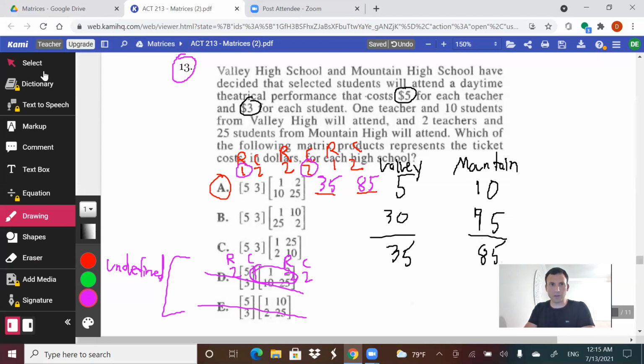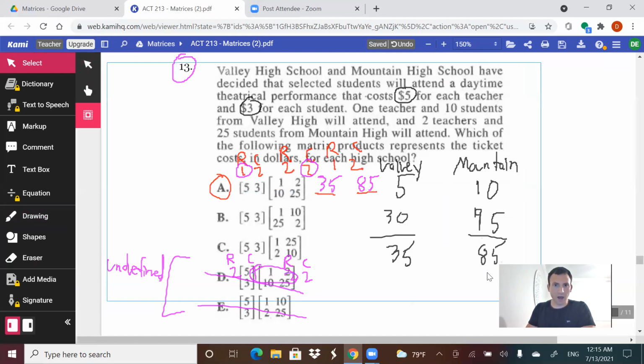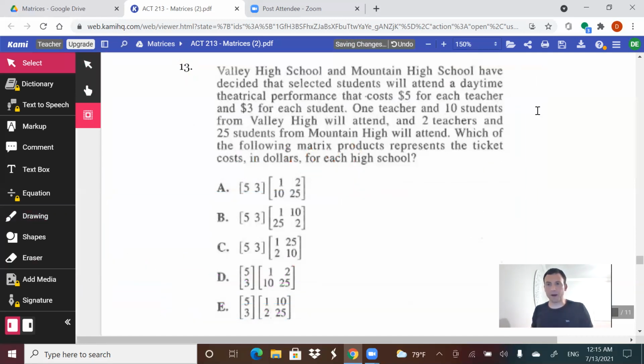Good luck with matrices. Again, it's going to be 1 problem out of 60 on the test. But as always, if you're able to get the problem right and you're willing to put in the time right now, then you might as well keep that point for yourself rather than give it to the test.